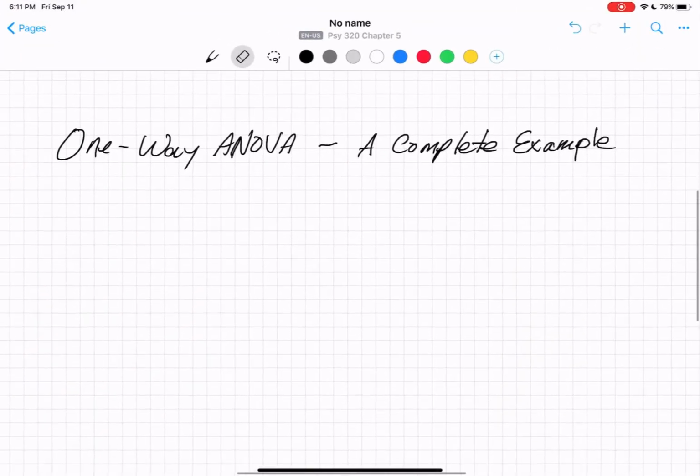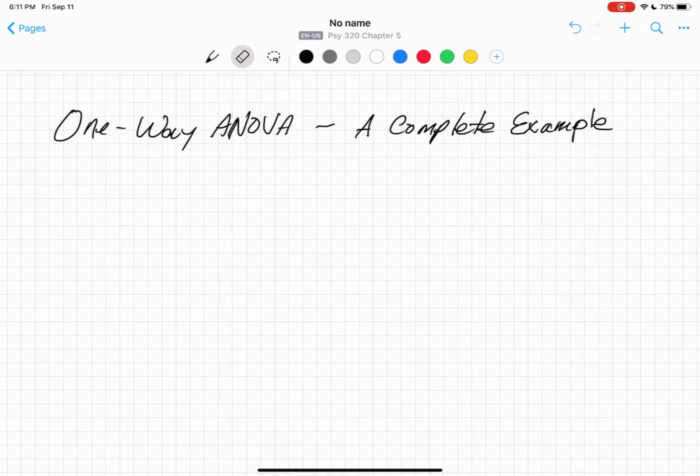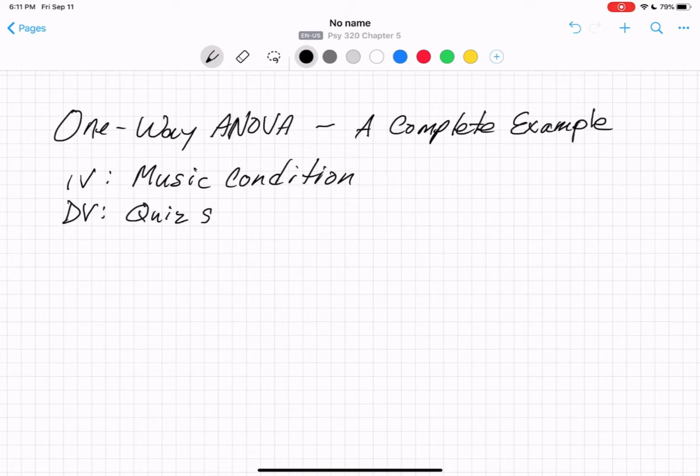First, our independent variable is the music condition, and our levels are classical music or no music. So what's being manipulated is the music condition. The dependent variable is their quiz score, or you could think of it as number correct or points correct on a quiz, something like that.